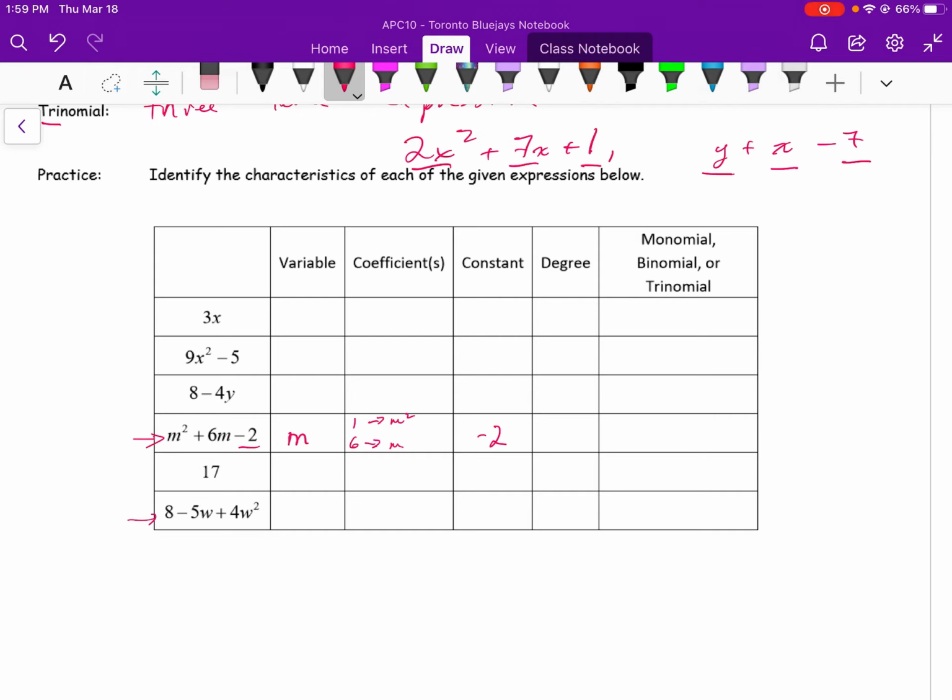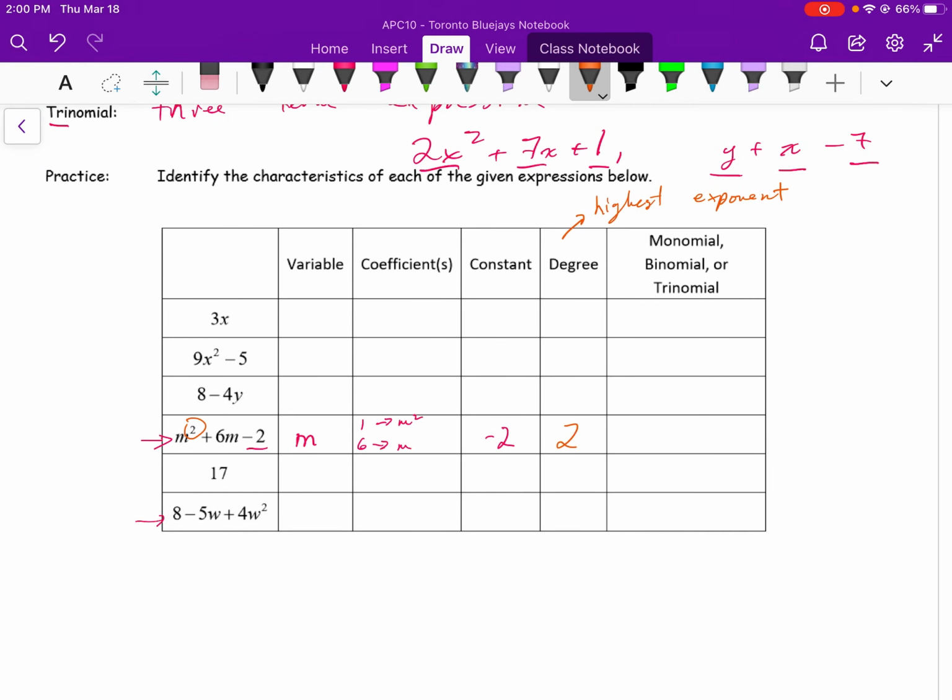The degree of the expression, maybe you want to write it as the highest exponent. So the degree here, the highest exponent, is 2. So we have a second degree polynomial. Now, is this a binomial, a monomial, or a trinomial? In fact, I count 1 term, 2 terms, 3 terms. And so this is a trinomial.